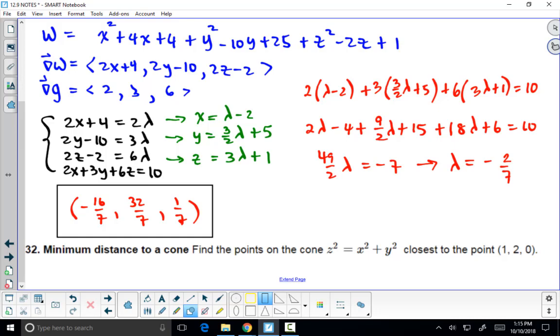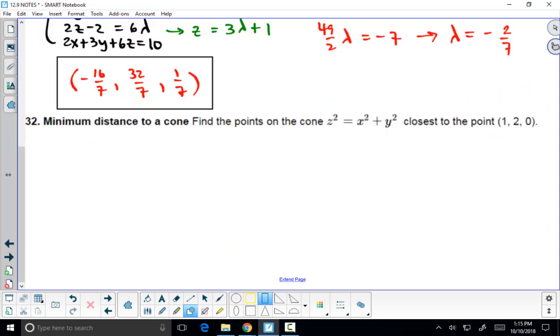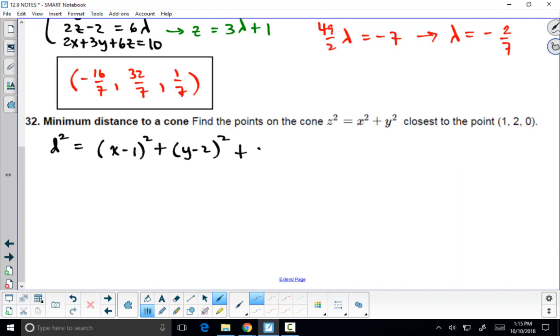Okay, so another distance problem with a cone. Same idea. We're going to get del f. We're going to use the same type of thing that we did above. So we're going to use the distance formula. And then we'll square both sides. So we're going to have x minus 1 squared plus y minus 2 squared plus z squared. So that's the function that we want to minimize. We can call it w or f or whatever we want to call it.